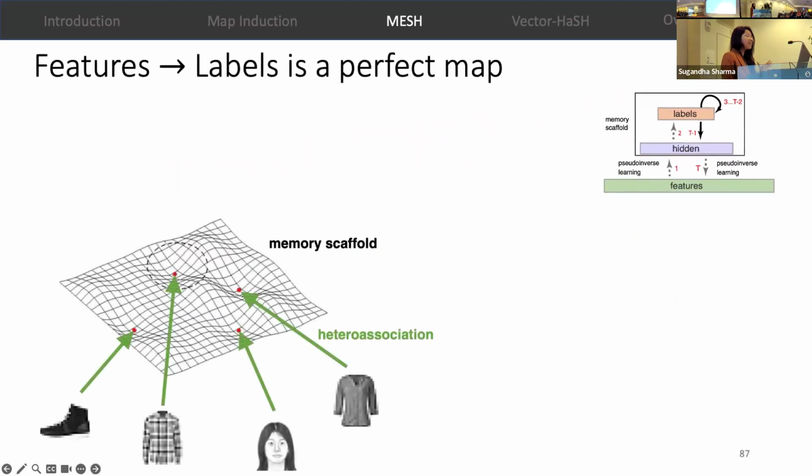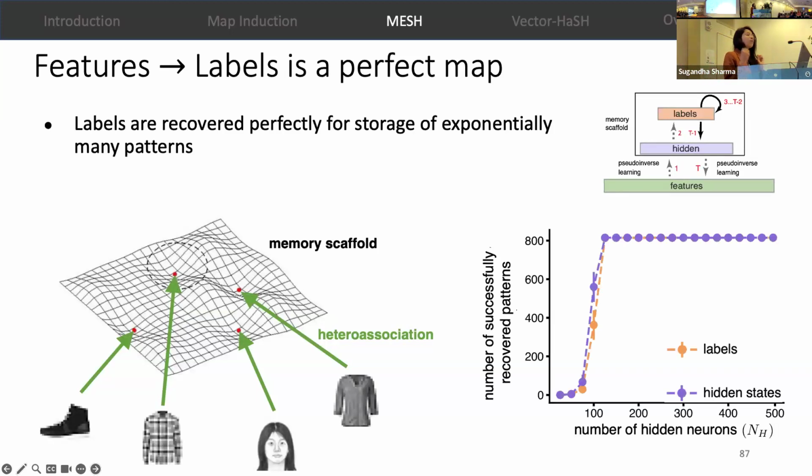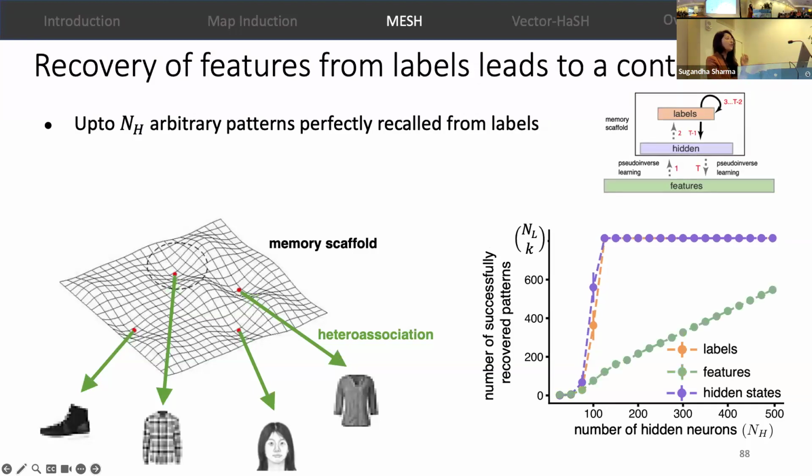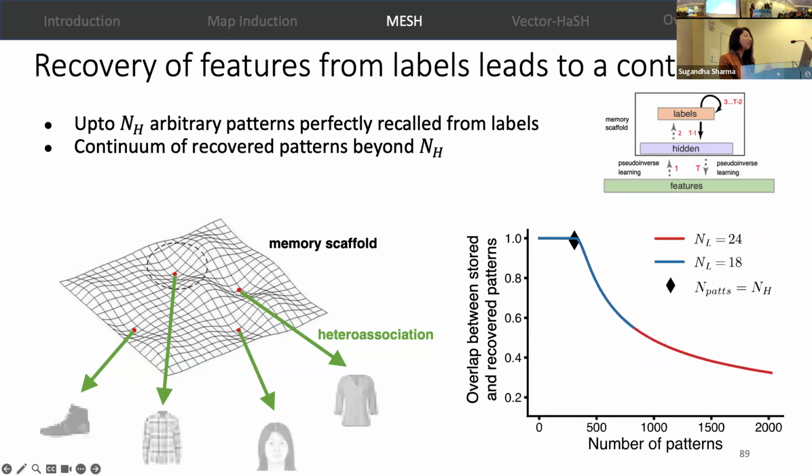We find that in this network, going from features to labels is a perfect map. Labels are recovered perfectly for storage of exponentially many patterns, up to the total of N_L choose k patterns. However, recovery of features from labels is what leads to a continuum. So only up to N_H arbitrary patterns can be recalled from labels, as shown by the green curve in this plot. And beyond N_H, this model leads to a continuum of recovered patterns, such that the information per pattern degrades smoothly as we store more patterns into the network.